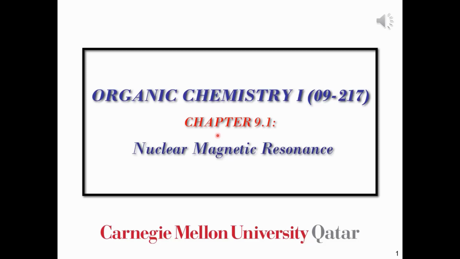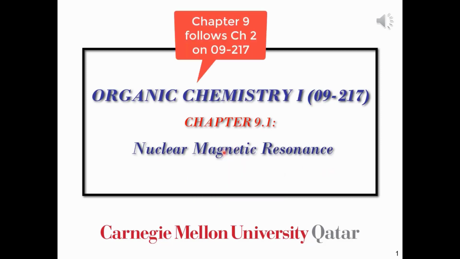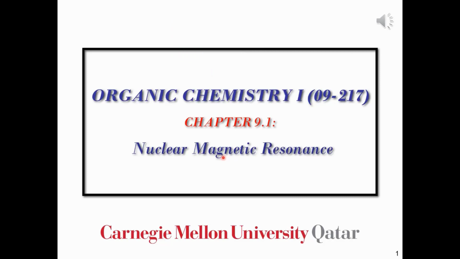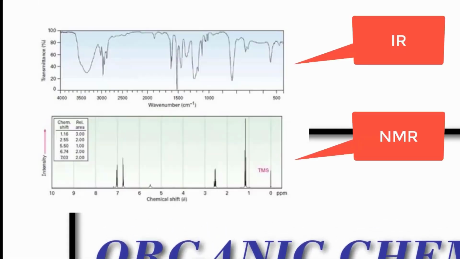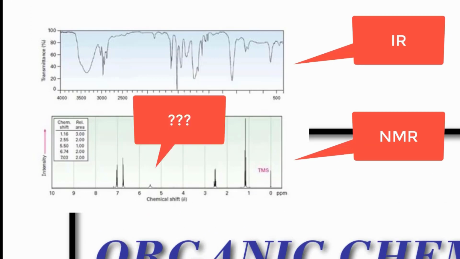Welcome to Chapter 9.1. We're going to cover nuclear magnetic resonance, or NMR for short. Now, Chapter 9 follows Chapter 2, and this is because we want to try and match the new knowledge that you have of functional groups and IR with this new spectroscopic technique. This is how biologists and chemists make use of a range of spectroscopic techniques when either characterizing, monitoring reactions, or determining the structure of an unknown compound.